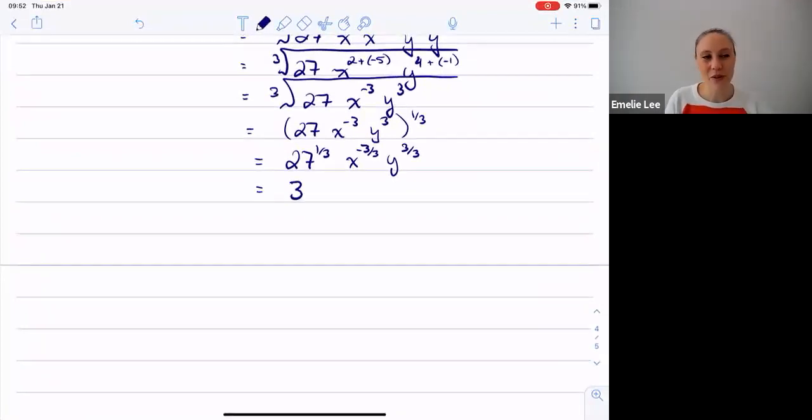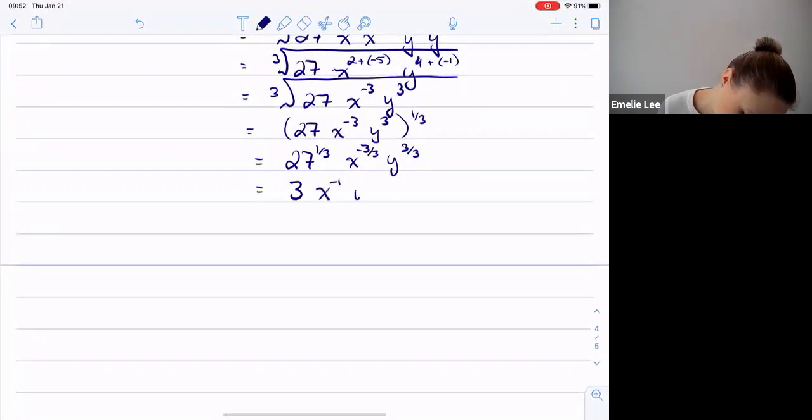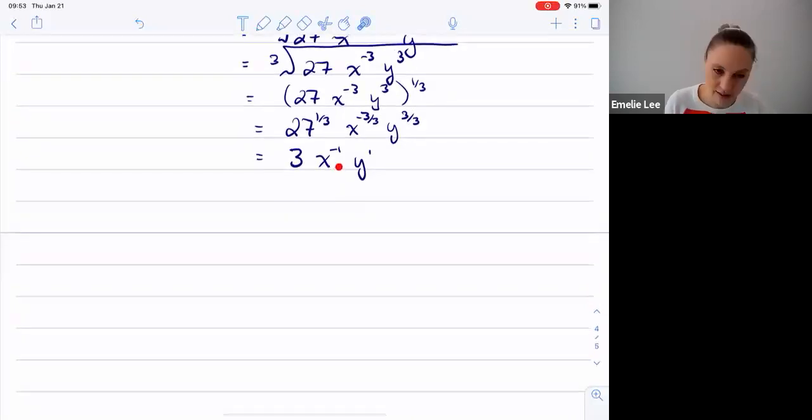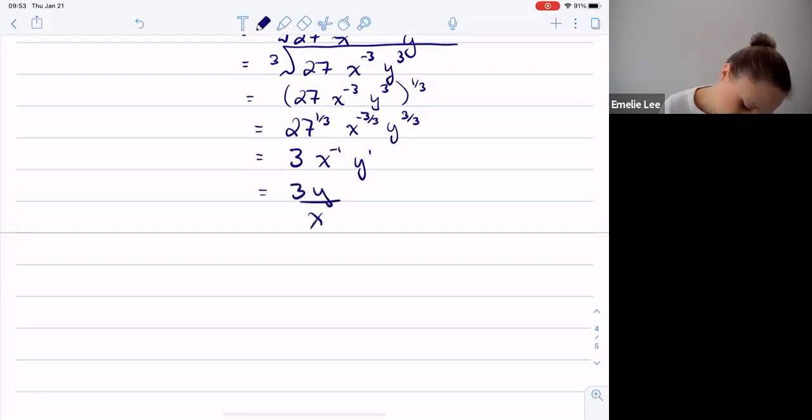So the third root of 27 is 3. And then I've got 3 divided by 3 is just 1. But remember the negative. So negative 1. And then again, 3 divided by 3 is just 1. So y to the 1. So x to the negative 1, y to the 1. Eliminating negative exponents, I can move this x to the negative 1 downstairs. It just becomes over x to the power of 1. But the powers of 1, I'm just going to skip. So 3y divided by x.